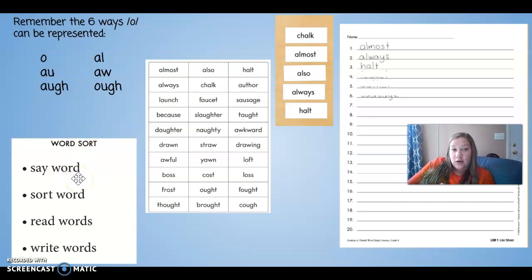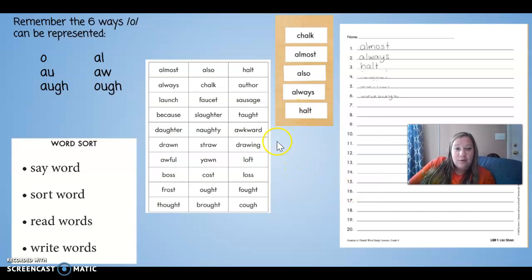First, we need to say the words with our partner. Then we need to sort the words, remembering the 6 ways. So you will go through this list here and make 6 different piles or groups depending on how the letter "ah" or the sound "ah" is represented. You'll read those words and then you're going to come over to this piece of paper, which each member of your group will have, and you will write down 3 of the words in each of your groups.